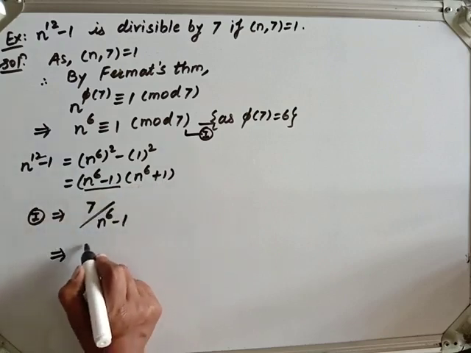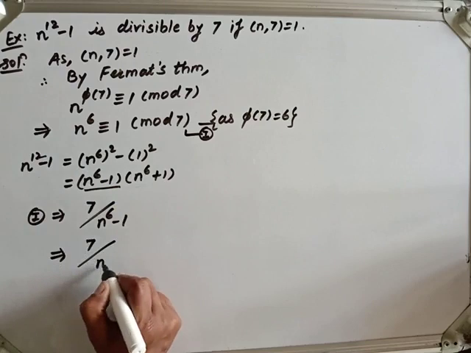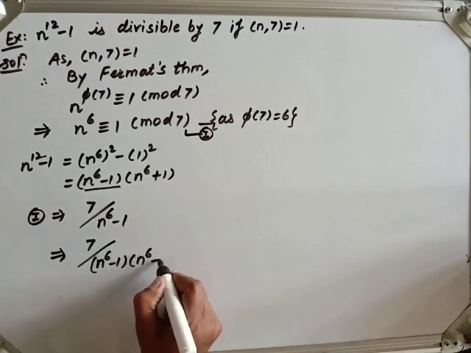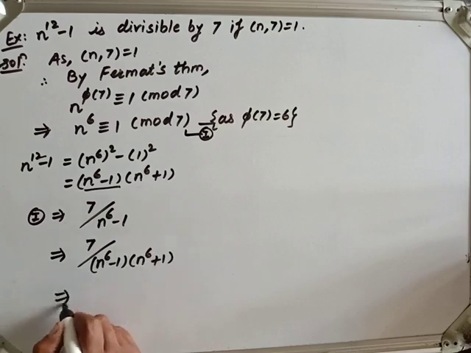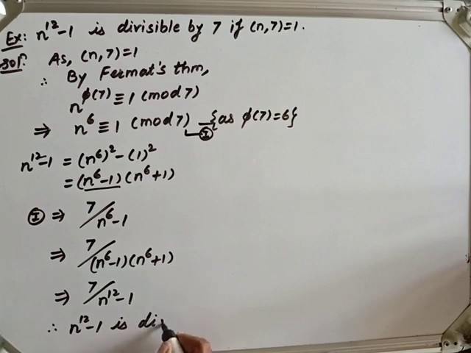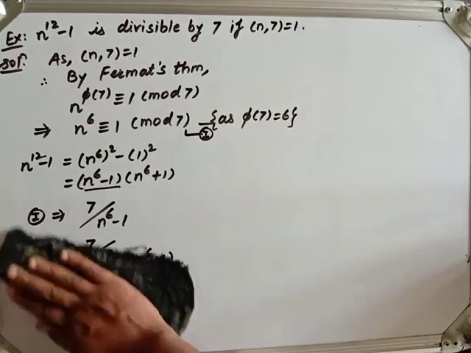So this gives 7 divides what? n raised to 6 minus 1 into n raised to 6 plus 1 also. And that is the same as 7 divides n raised to 12 minus 1. Therefore, n raised to 12 minus 1 is divisible by what? 7. Is divisible by whom? 7. Fine. Now, again, the next example.